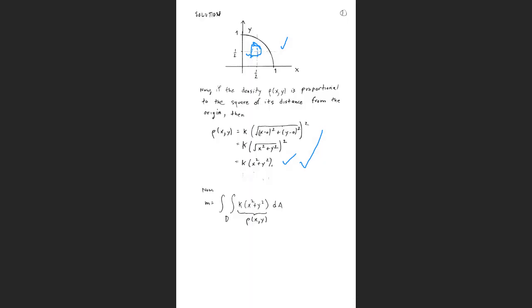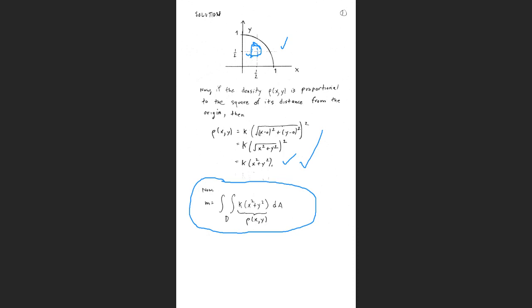Here's our mass function. Again, if you look in section 12.5, the first formula, that's the double integral over region D, where the integrand is the density.